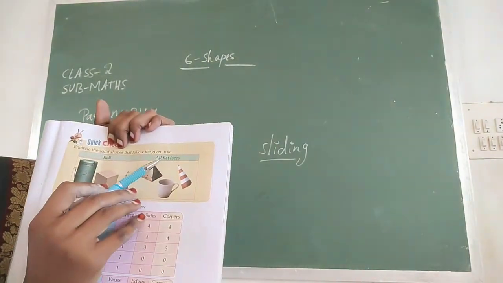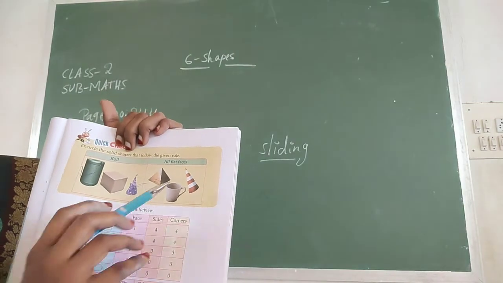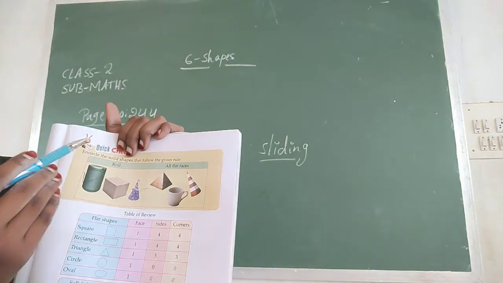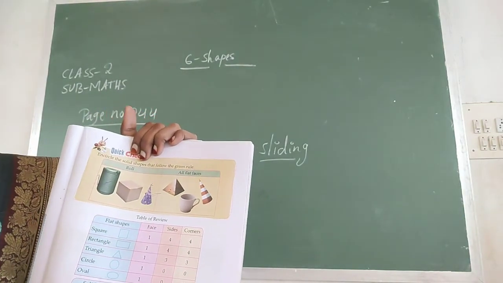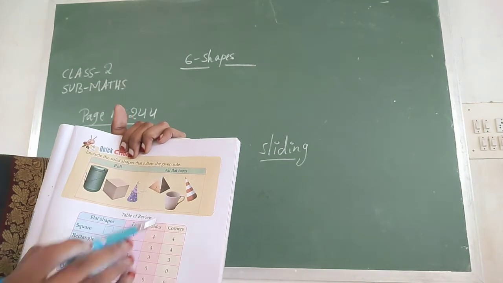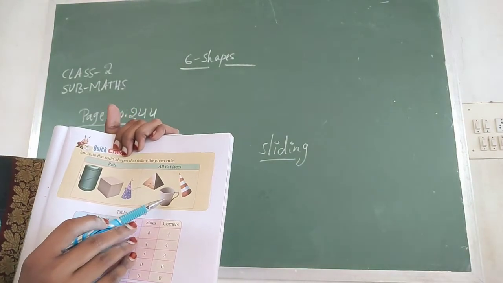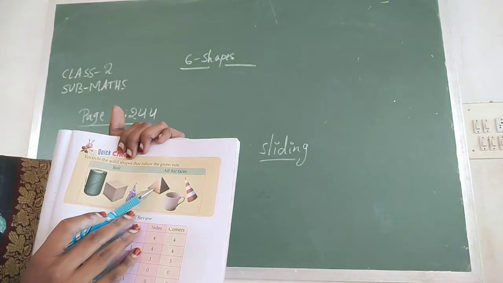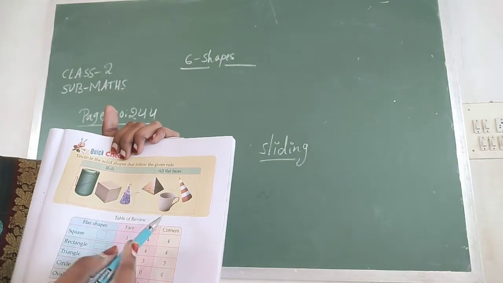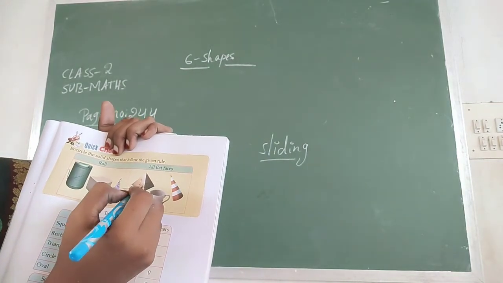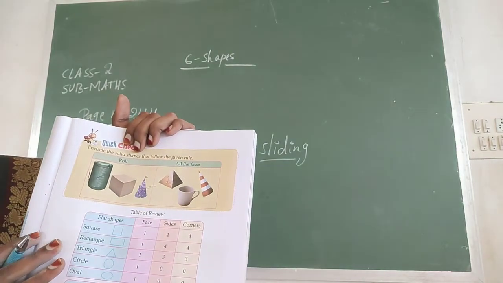Next, come to the all flat faces. Here also they have given some things. So which things have flat faces? It has a curved face. This cup also has a curved face. But this pyramid has all flat faces. So put a right mark on this. Okay.